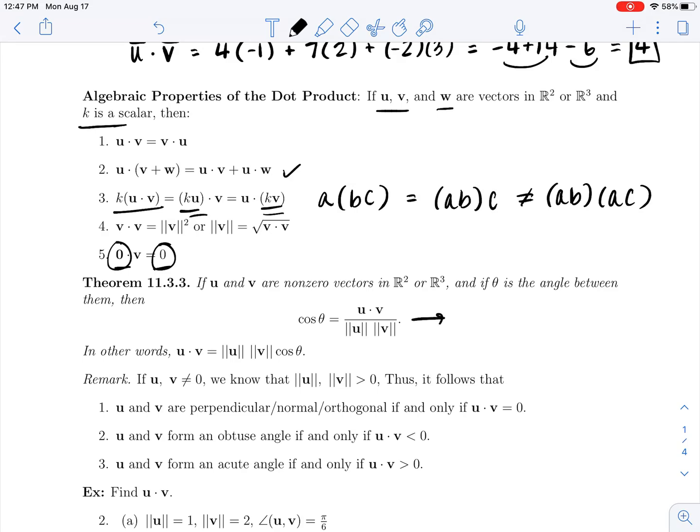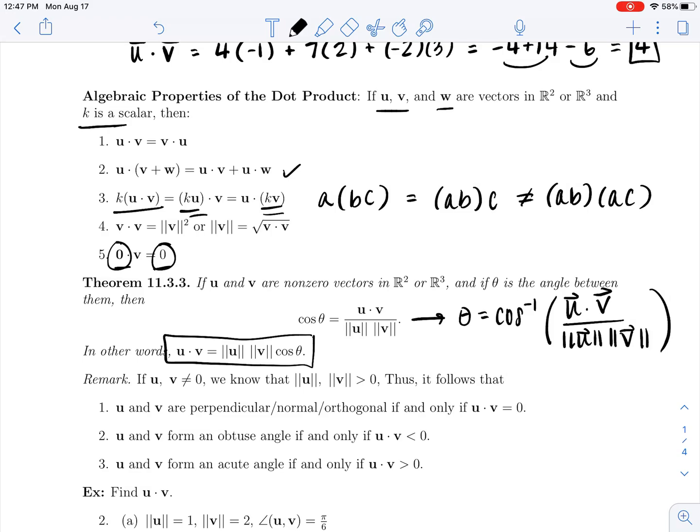Oftentimes, what we like to do is rewrite this in terms of just the angle theta. So if you just apply the cosine inverse function, we get theta equals cosine inverse of u dot v over magnitude u magnitude v. And again, I just want to emphasize, be sure you're using double bars to denote magnitude. Single bars are an absolute value, which is not defined for vectors. We need the double bars to denote the magnitude there.